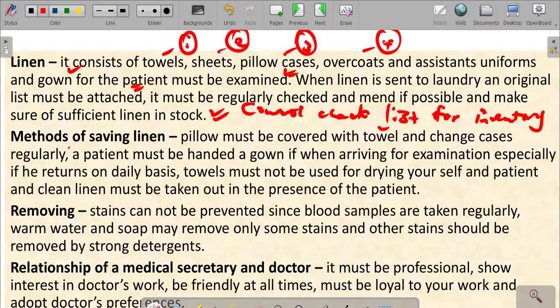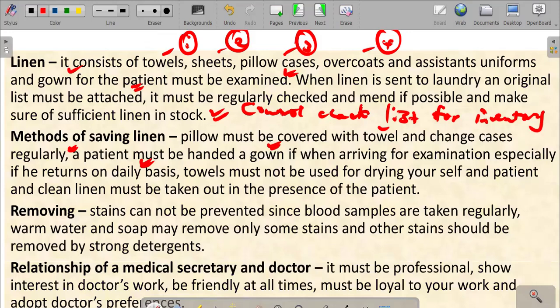and change cases regularly. A patient must be handed a gown when arriving for examination, especially if he returns on a daily basis. There must be a gown that a patient is given. Basically, this helps to identify the patient, and helps for security reasons, so that everything is kept clean. We are able to distinguish between people from outside and those within the health facility. So gowns are there for identity and uniformity, as well as helping in administrative purposes.